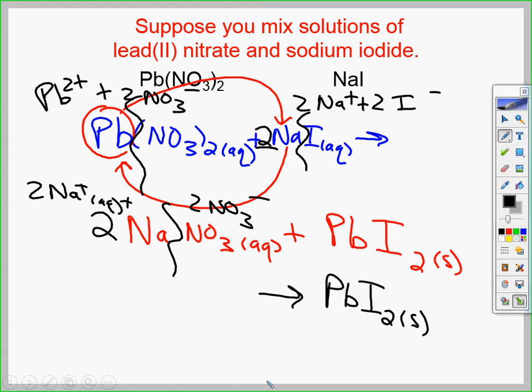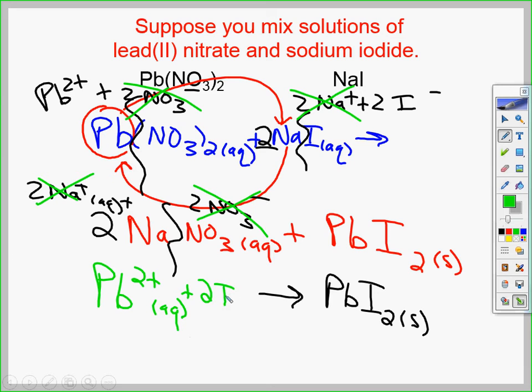So let me get a green in here. Anything the same on both sides? Of course there are. Two nitrates, that's gone. Two sodiums, that's gone. And I'm left with these things that do not cancel because this is in a compound: Pb2+ and 2I-. So I write that down: Pb2+ aqueous plus 2I- aqueous. And that's the equation for the precipitate. Everything else doesn't matter.